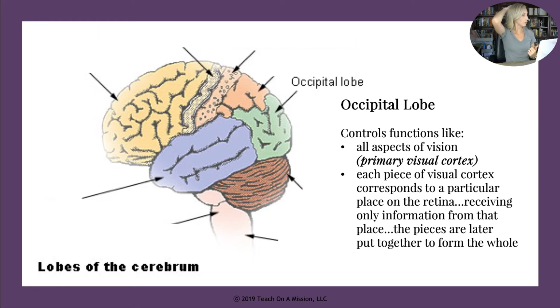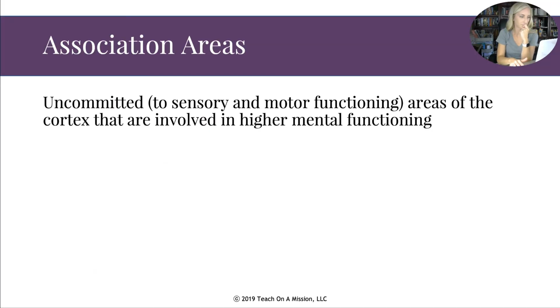The occipital lobe is in the back, controls functions like all aspects of vision because it has a primary visual cortex in there. Each piece of the cortex actually corresponds to a particular place on your retina, just like the motor and sensory cortexes, receiving only information from that specific place, and then they're later put together to form a whole image. That's so complicated, but so cool that your brain can do that.